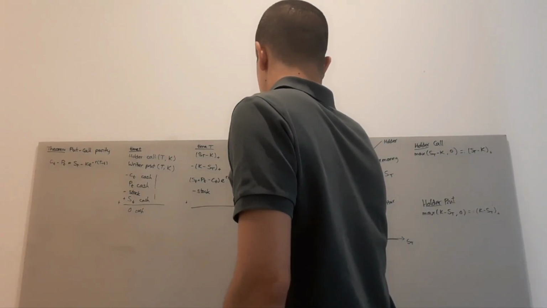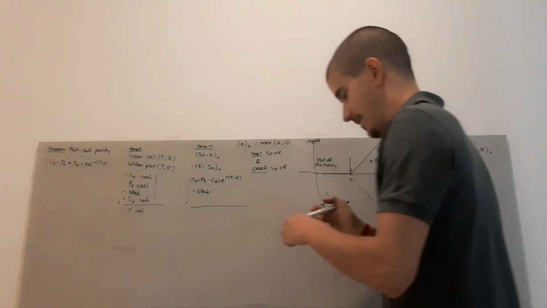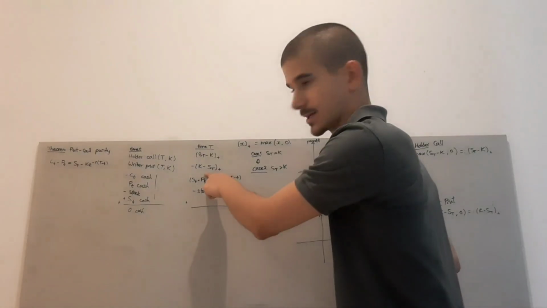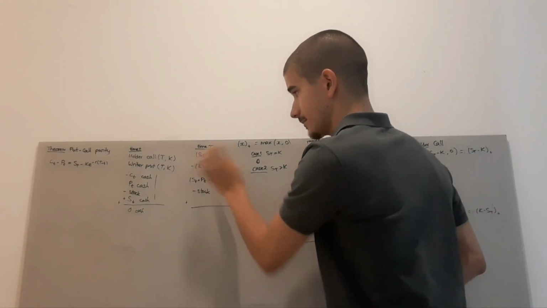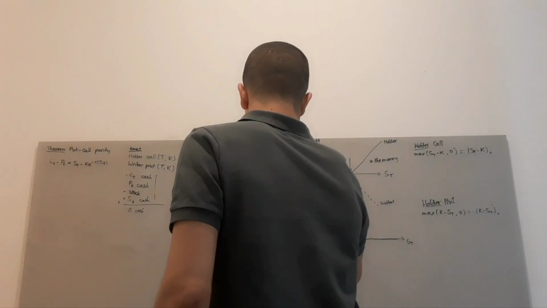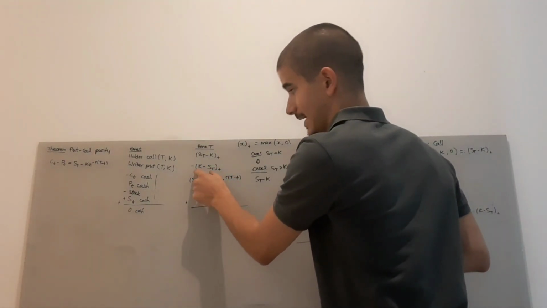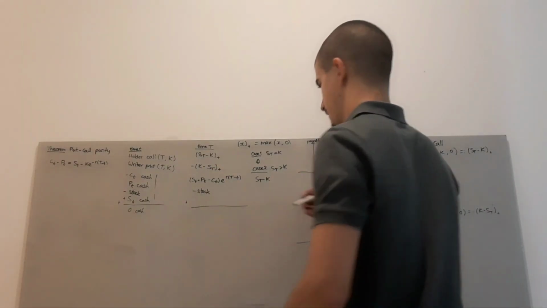Case 2. ST is greater than K. Then this is going to be greater than 0, and this is going to be smaller than 0. So the max of this and 0 is going to be the thing inside, ST minus K. And again, we said this was going to be negative, so the max of this and 0 is going to be 0. This is what it's worth.